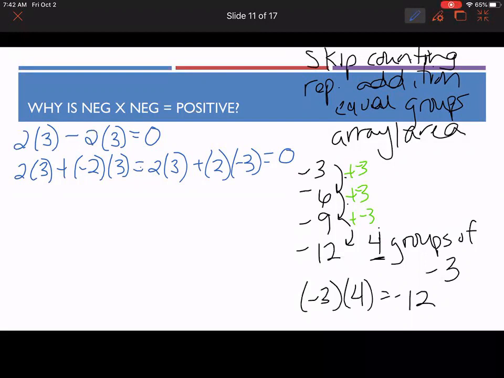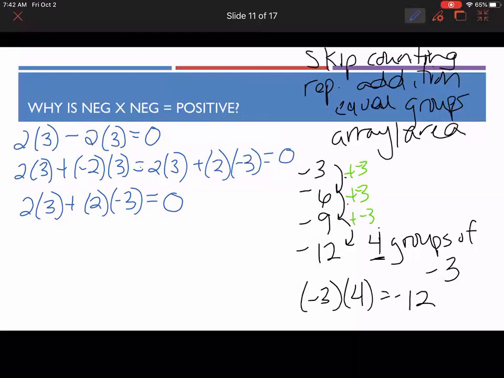And then, so if that's the case, if 2 times 3 plus 2 times a negative 3 equals 0, well, another way to explain negatives, and this is the only definition of this word in mathematics, is to think about it as the opposite, right? So the opposite of 3 is negative 3. The opposite of 2 is negative 2. And so if a number is negative, it's also known as the opposite.